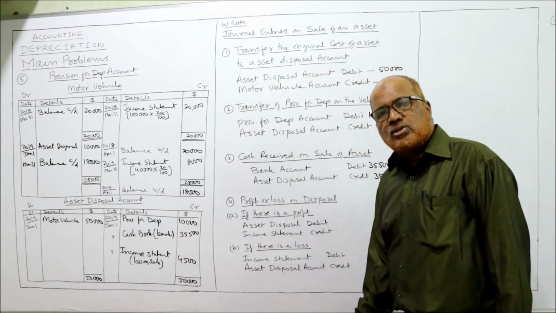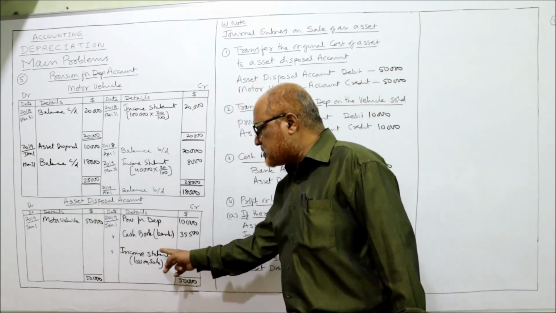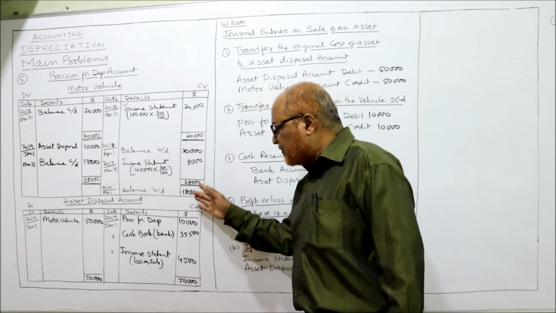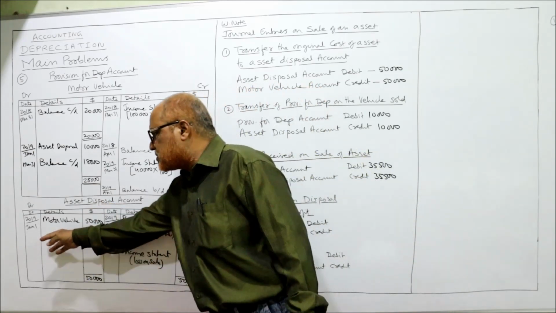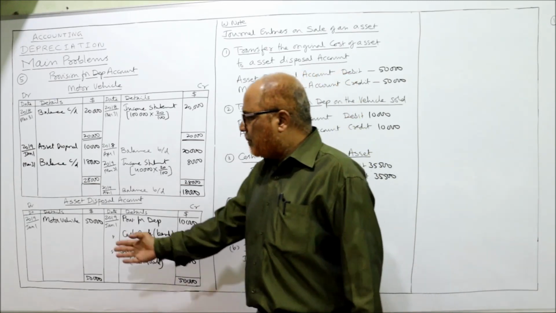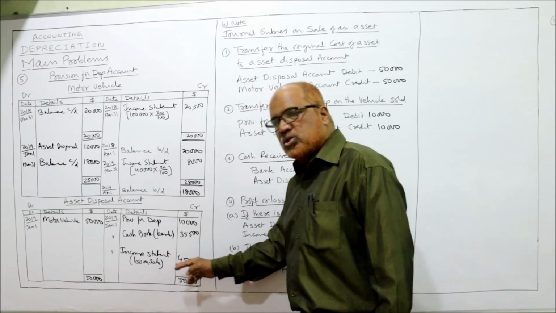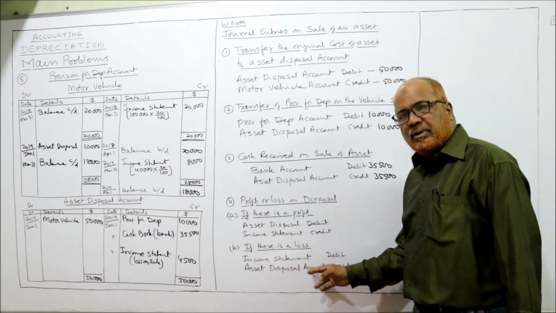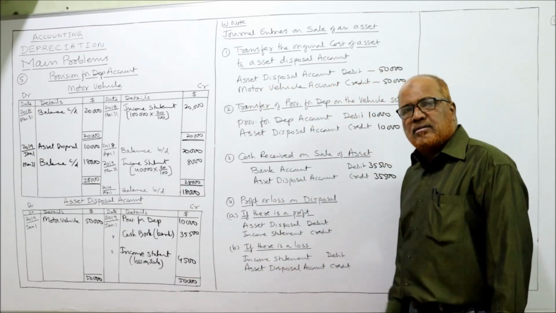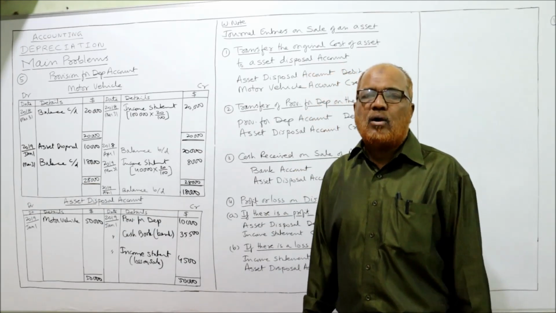Last entry, profit or loss. If the debit side is more and the credit side is less, there is a loss. If the credit side is more and the debit side is less, there is a profit. But here what is happening? On the debit side I am getting more, on the credit side I am getting less. The balancing figure is loss. The entry will be income statement debit, asset disposal credit. That's it. This is the problem on sale of an asset.